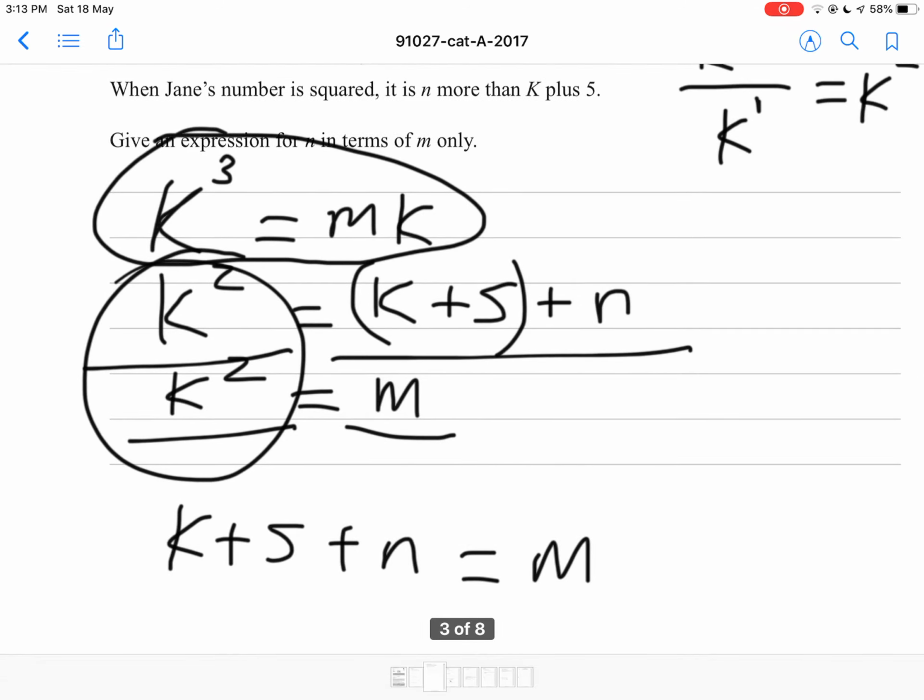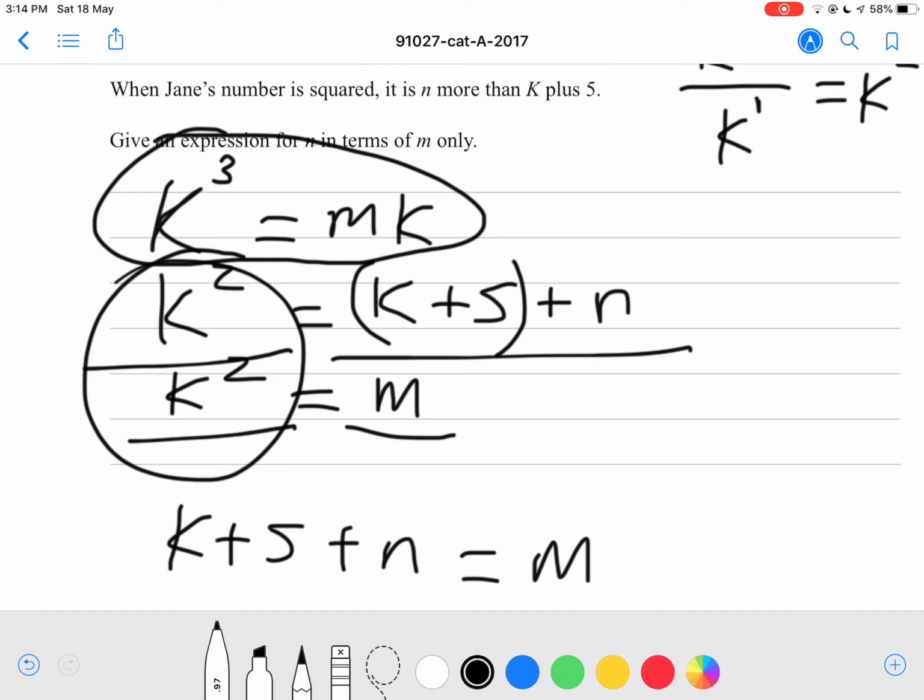So basically we're trying to find an expression for n in terms of m only. So we're going to have to find a way to get rid of the k. After getting this equation, you can say k squared equals m, right?